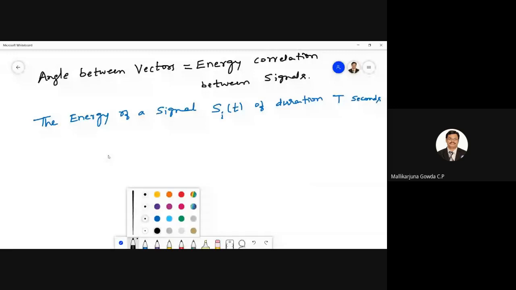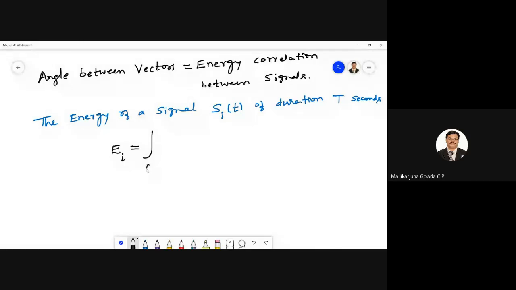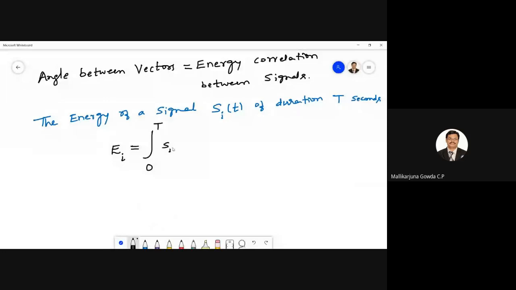Okay, so the energy of a signal is denoted as E_i. The energy of the signal s_i(t), I'm denoting it as E_i. So it will be the integral from 0 to T. Why is it 0 to T? I said that the duration of the signal s_i(t) is T seconds, that is, I am integrating over that interval. Then it will be the square of that, s_i squared of t into dt. So this is the definition of the energy of the signal. Let me call this equation 7.